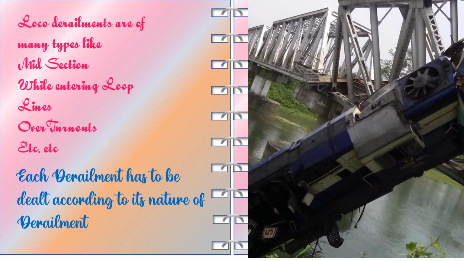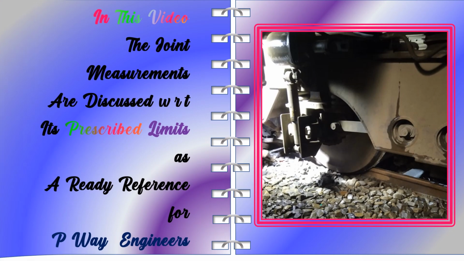Loco derailments are of many types, like midsection, while entering loop lines, over turnouts, etc. So each derailment has to be dealt with according to its nature. In this video, the joint measurements are discussed with respect to the prescribed limits as a ready reference for the PV engineers, so that they need not search or browse for the required data. I have tried to put it in a consolidated form in this video itself.